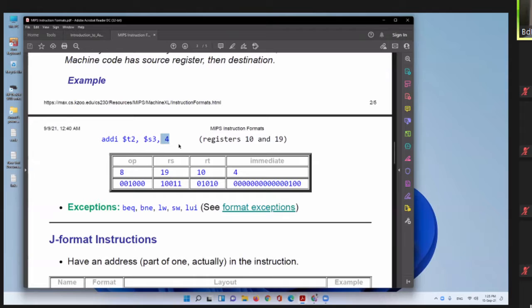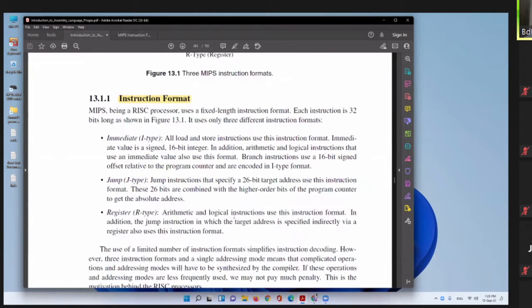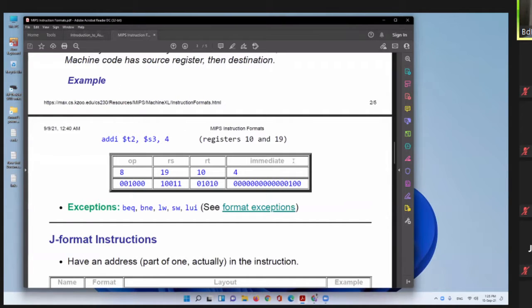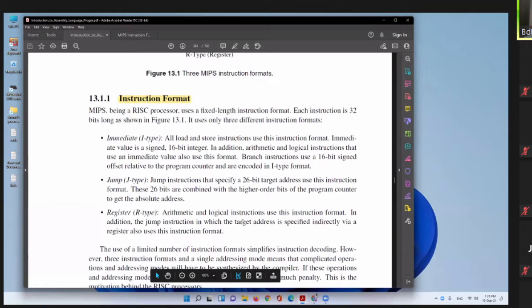That is the only difference. Whenever you write the code, I type and R type. Fine. So you can read it from here. You can also read it from here, or you can just Google it. So that is our instruction format.